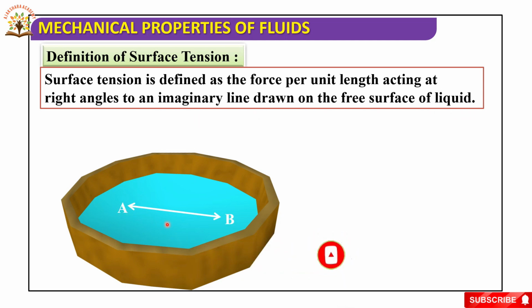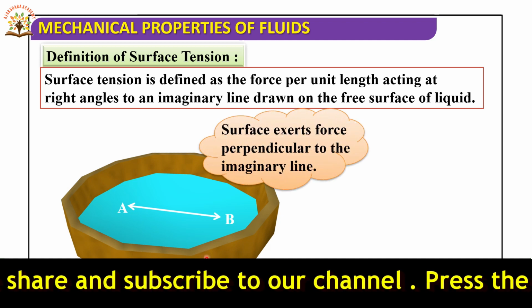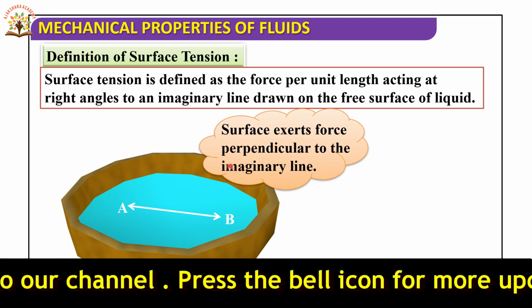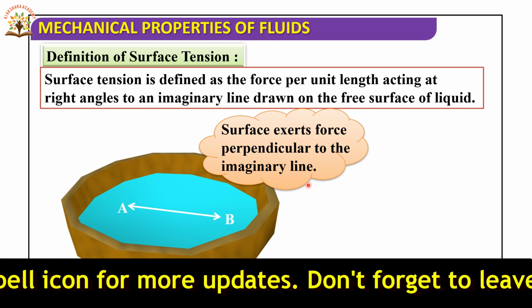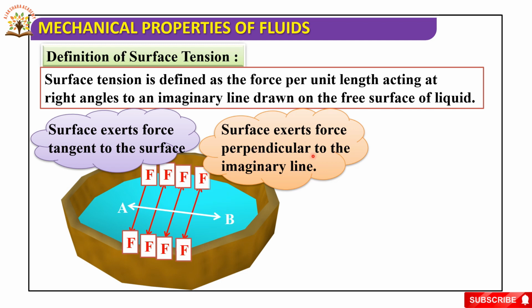Now here AB is the imaginary line drawn on the free surface of liquid. Surface exerts force perpendicular to the imaginary line. Surface exerts force tangent to the surface. Here the forces are exerting: one is force perpendicular to the imaginary line, and the surface exerts force tangent to the surface.